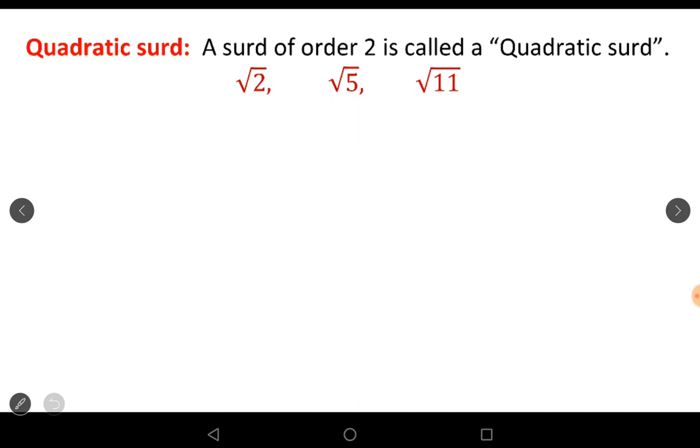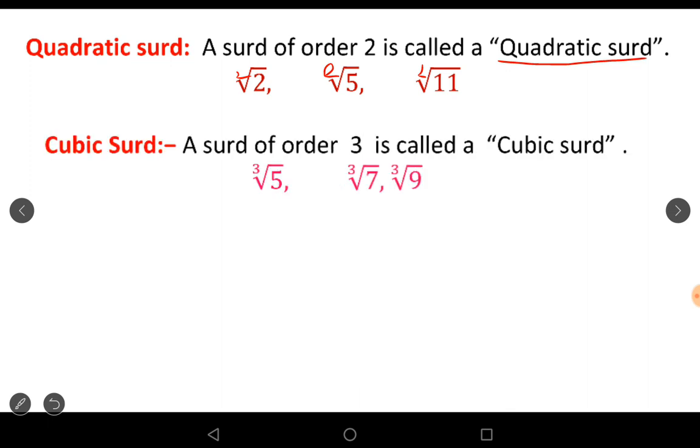Next, types of surds. First one, quadratic surds. A surd of order 2 is called a quadratic surd, for example root 2, root 5, root 11. Okay. Here the degree or order is 2. The 2 is not written, it is compulsory. So surds of order 2 are called quadratic surds. Next, cubic surds. A surd of order 3 is called a cubic surd: third root of 5, third root of 7, third root of 9.